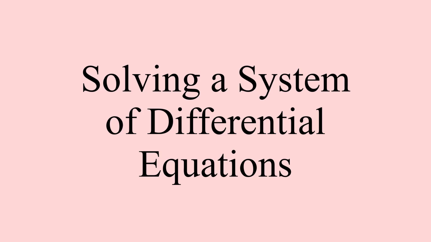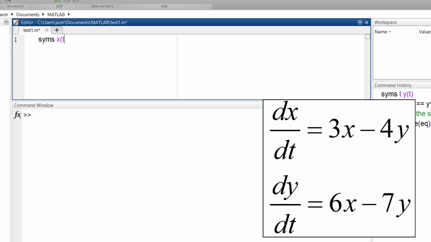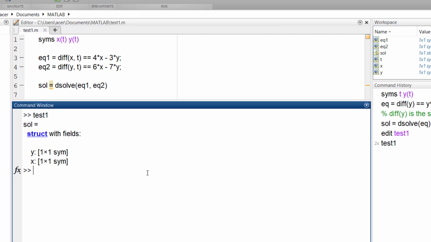Solving a system of differential equations. Suppose I have these 2 equations in which x and y are both functions of t. Again, I take those 3 steps. I define my symbolic variables. Then I define the equations. Then I find the solution using dsolve. solve.x and solve.y show me the results.